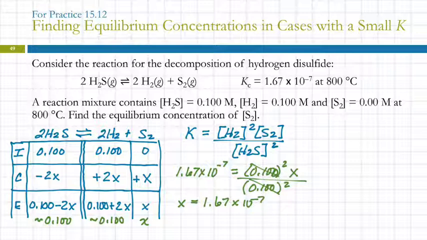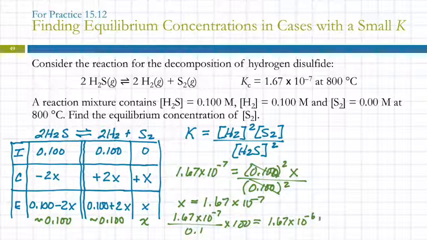Is that small in comparison to 0.1? Heck yeah. You can double check. 1.67 times 10 to the minus 7 divided by 0.1 times 100. That's like 1.67 times 10 to the minus 6%. Somebody want to do that? That's a lot less than 5. So this reaction does happen, but it only goes a little bit.